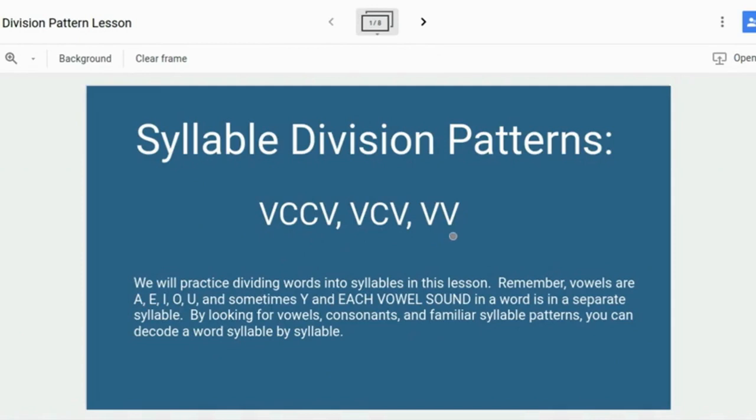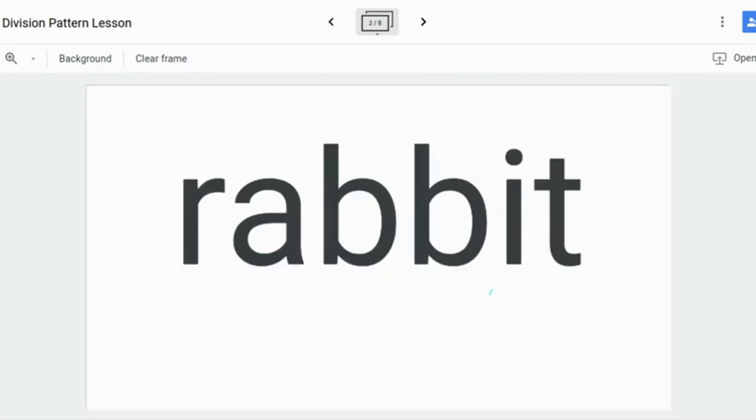and vowel, vowel patterns. It's important that we remember what the vowels are, which are A, E, I, O, U, and sometimes the letter Y. Let's take a look at some of the syllable division patterns.